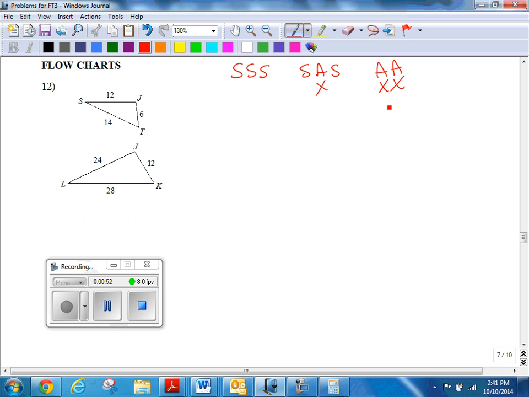So let's check to make sure that we have all three sides labeled for each triangle. We've got this one, and this one. All right, so this is the smallest side, the middle side, and the biggest side. And then we've got the smallest side here, the middle side here, and the biggest side here. So we do have all three sides for both triangles, which means we can use side, side, side. So let's go ahead and draw our boxes out.